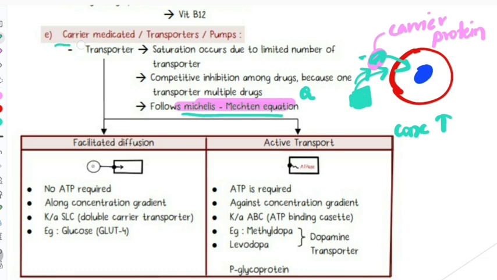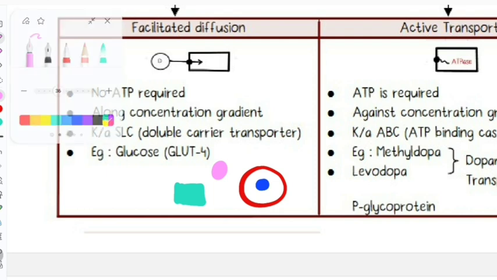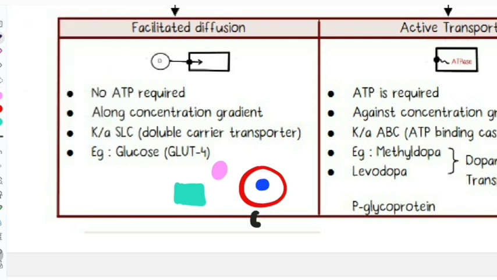Now, under this carrier mediated or transporter or pump associated absorption of drugs, we have two kinds: one is facilitated diffusion, and the second is active transport of the drug into the cells. Okay, in facilitated diffusion, understand the concept, that is very important. What I've drawn here is a cell, okay, and this is a drug, right? And ee purple color ഞാൻ വരച്ചിരിക്കുന്നതാണ് carrier protein.